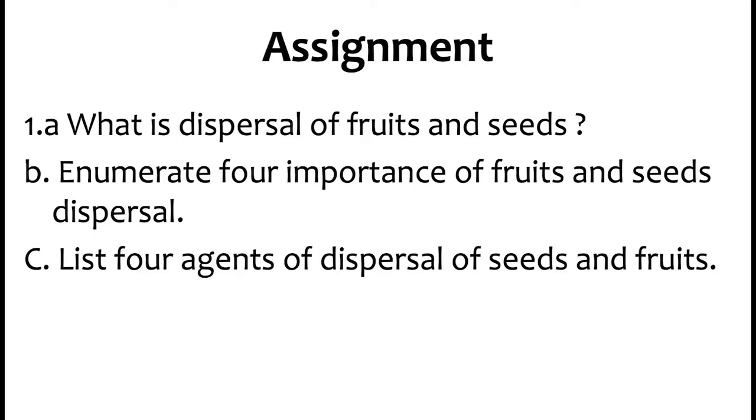So I will repeat the question again. Question 1A is what is dispersal of fruit and seeds? Question 1B, enumerate 4 importance of fruit and seed dispersal. Question 1C is list 4 agents of dispersal of seeds and fruit.